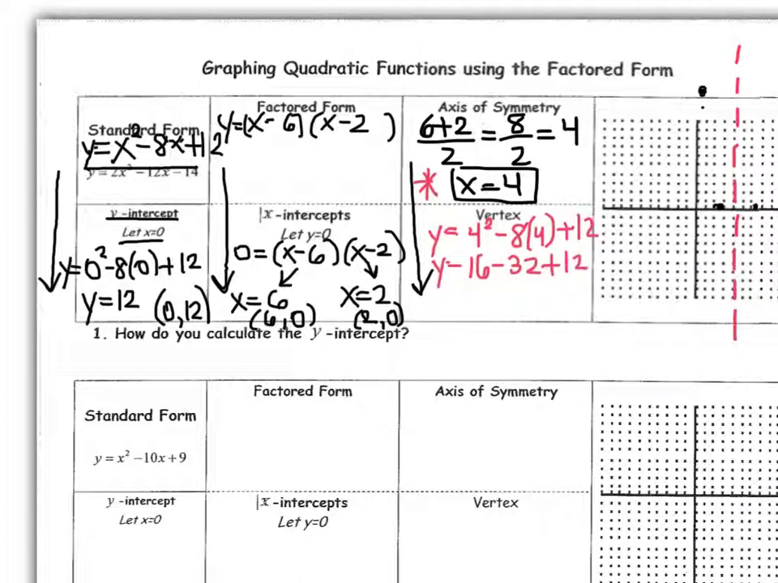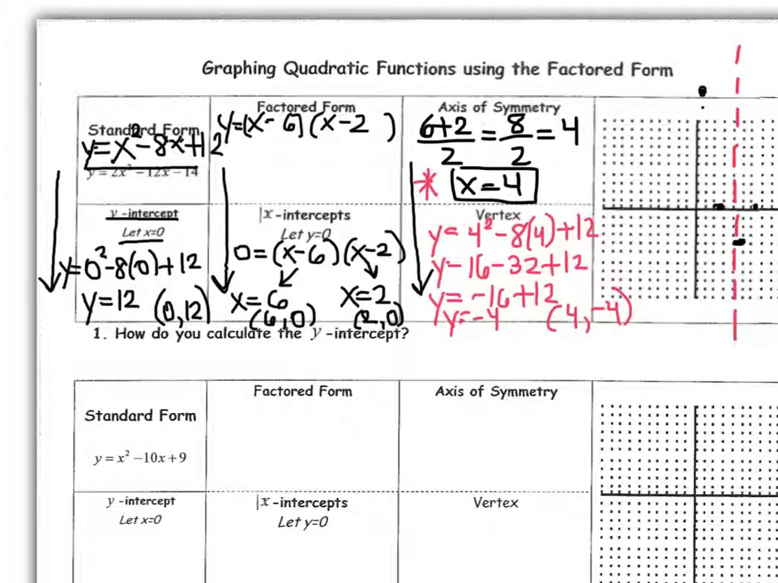Okay, let's do some integer work here, folks. 16 minus 32 is negative 16, plus 12 would be negative 4. Now the vertex is a point, so we must write it as an ordered pair. So the ordered pair would be 4, negative 4. So let's plot that point. 4, negative 4, so I go down 4, 1, 2, 3, 4. So here is my vertex.